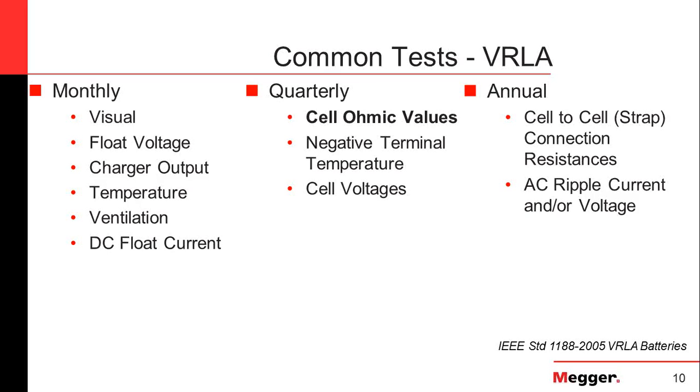Now, when we switch over to the valve-regulated lead acid, this is what's in the IEEE standard 1188-2005. You'll notice that on a monthly basis, there are fewer items for me to do. The visual is still there, the float voltage, charger output, temperature, ventilation, all those things are still there. But I don't have the specific gravities because I can't get access to the electrolyte within the battery, so all of those have gone away. But you'll also notice that the grounds, the unintentional grounds, are gone away.